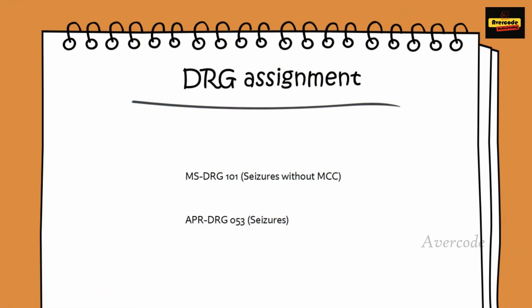Finally, DRG assignment for this chart. MS-DRG for this case is 101, seizures without MCC. APR-DRG for this case is 053, seizures. Use this case as a reference to better understand the approach to coding complex inpatient charts accurately.